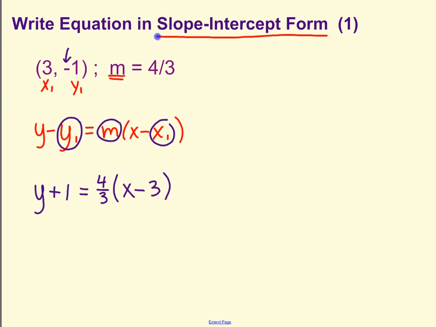That's how we start. Now how do we get to slope-intercept form? We're going to take this equation and we're going to solve for y. In order to solve for y, there's only two things you have to do. Start with distributing. So we have y plus 1 equals 4/3 times x is 4/3 x. And then 4/3 times a -3 will be negative.